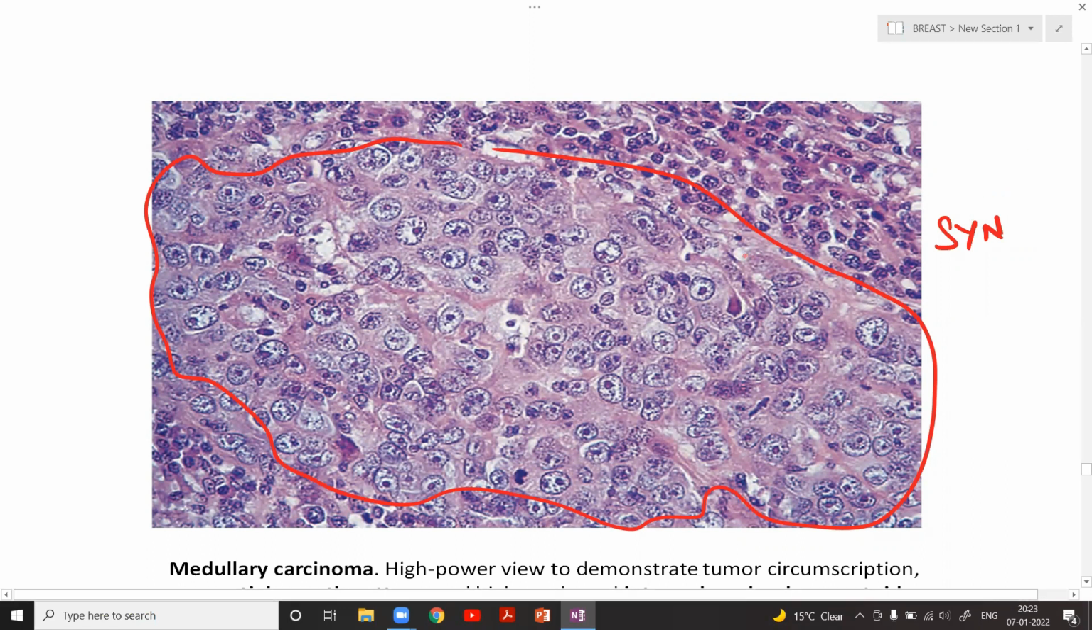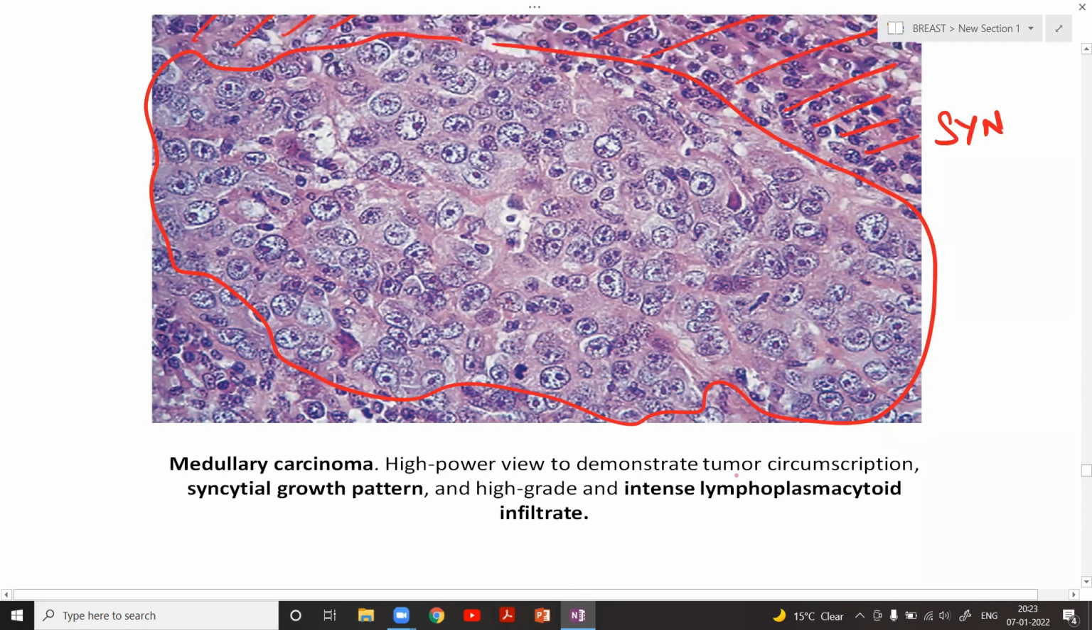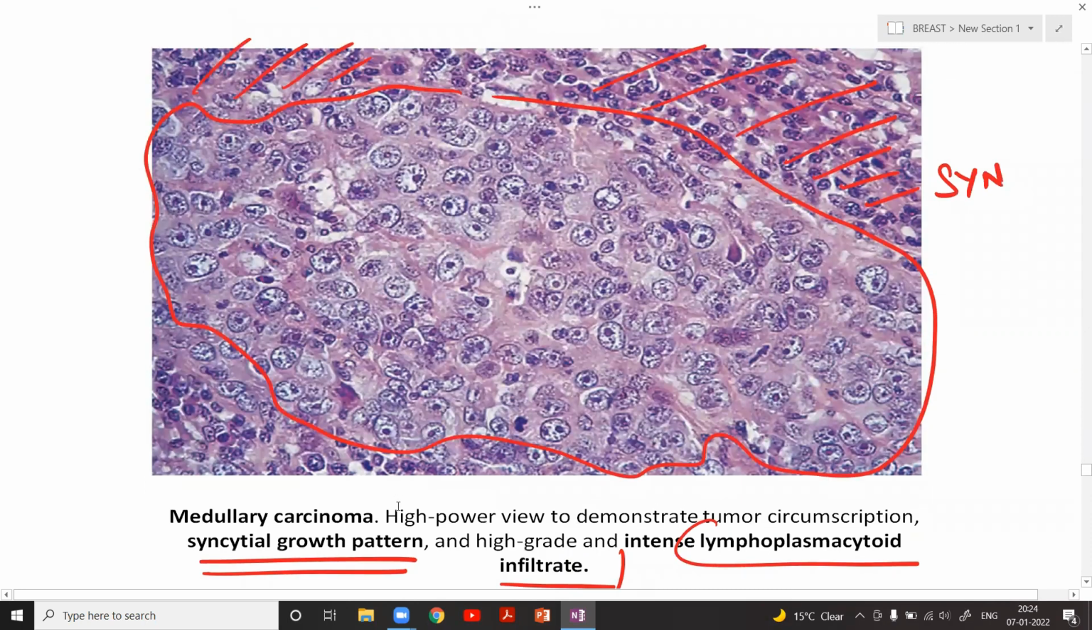And these nuclei are large, pleomorphic, vesicular, as you can appreciate. The most important thing in this tumor is the presence of the lymphoplasmacytic infiltrate. A lot of lymphocytic infiltration is seen, an intense lymphoplasmacytic infiltrate, and a syncytial growth pattern. Earlier it was thought that medullary carcinoma is a very bad tumor that cannot be treated and has a worse prognosis, but today it is seen that this is no longer the case. They have a prognosis very similar to IDC NOS, so we do not separately mention this type.